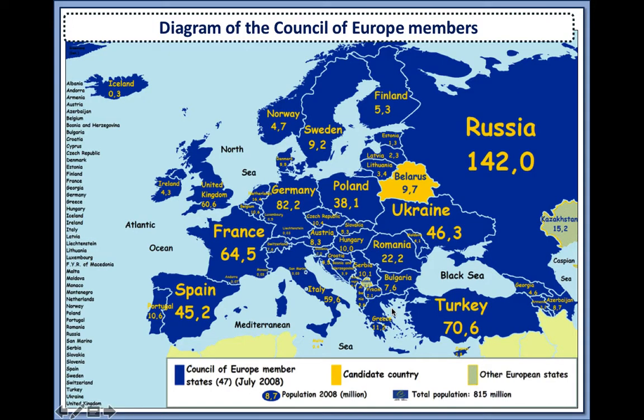This shows you a quick diagram of the Council of Europe members and the populations in all the different countries. This is a few years old now, but as you can see, we were one of the bigger populations in there with 60.6 million.